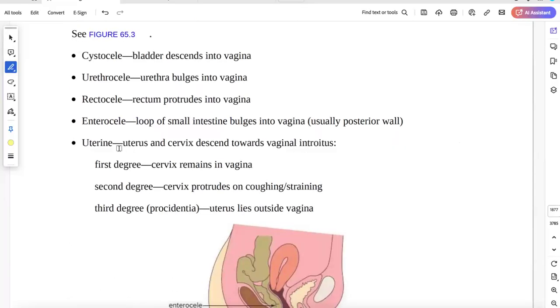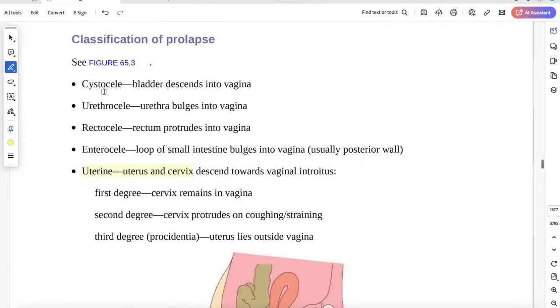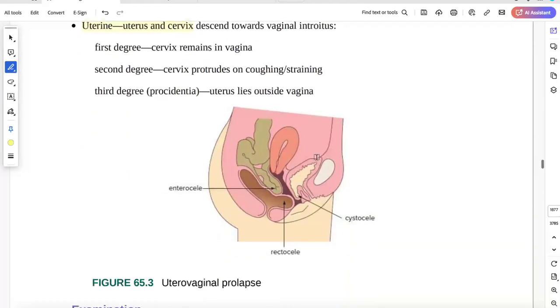Prolapse could be the uterus and vagina getting prolapsed. It could be associated with the bladder getting prolapsed, the urethra getting prolapsed, or the rectum getting prolapsed. So any of these can be there.